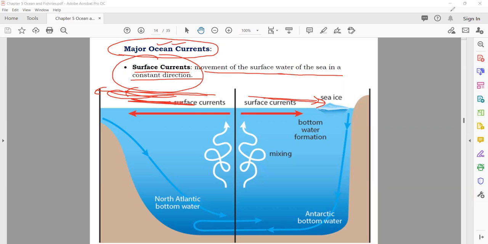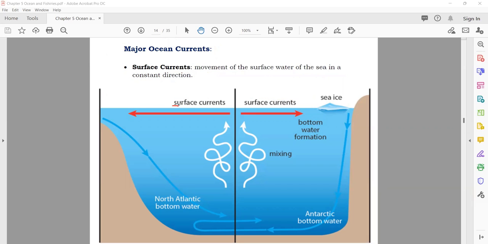Once again, when the water is moving on the surface of the ocean in a constant direction, it can be towards right or towards left, but it will be constant. And this type of current or movement is known as surface current. Is it clear?